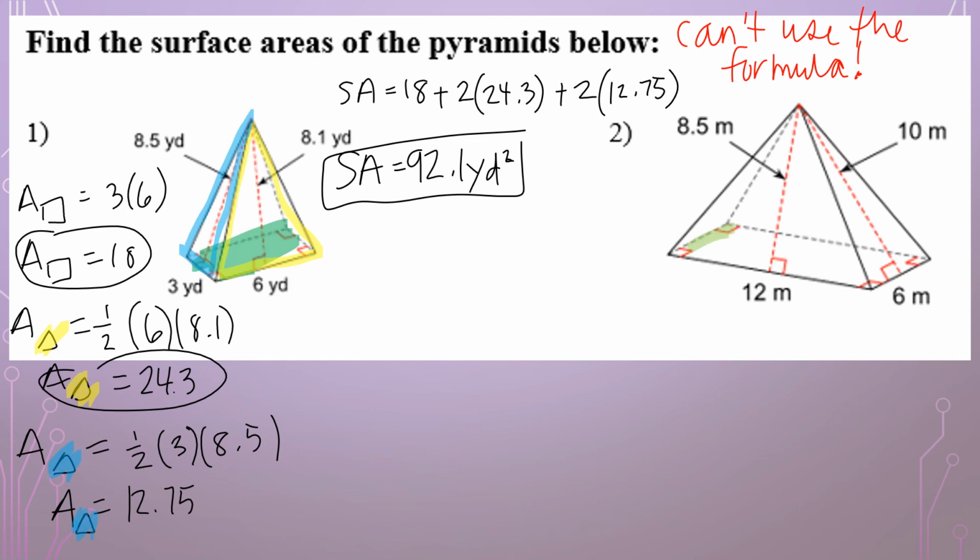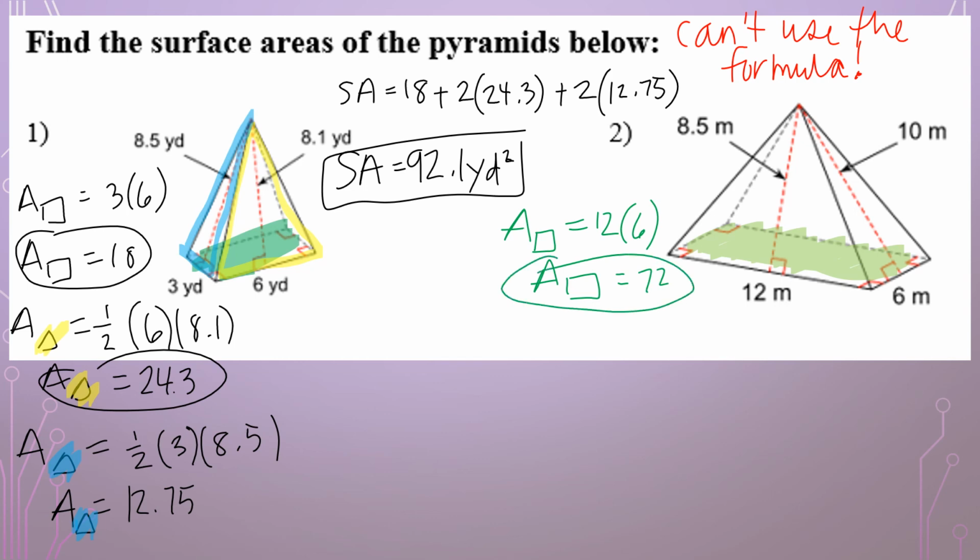Okay, so we have our base, which is a rectangle, so I can easily find the area of that, and I'll put that in green here. Area of the rectangle is 12 times 6, so area of the rectangle is 72. Then I need to look at my triangles here. I have this triangle, and I have this triangle.